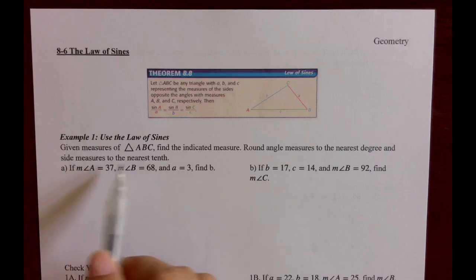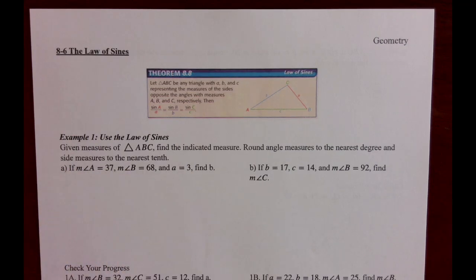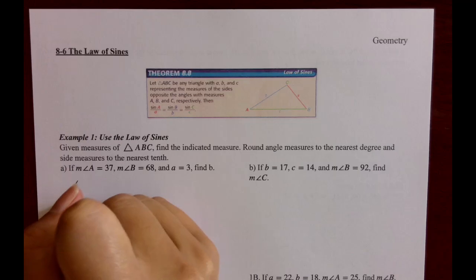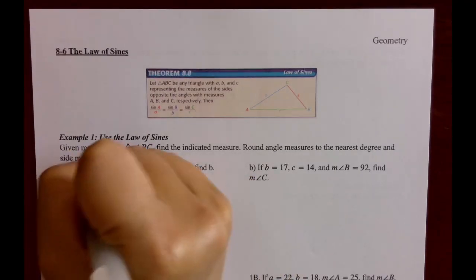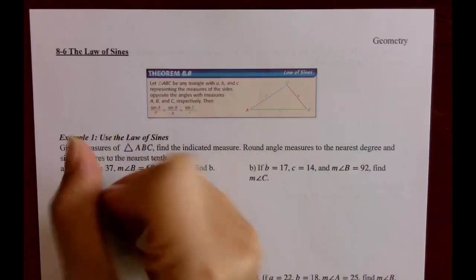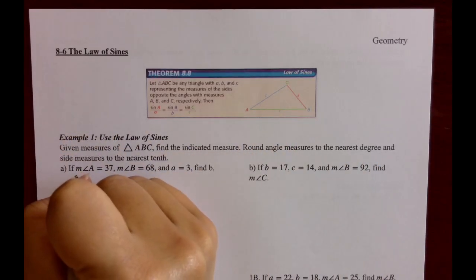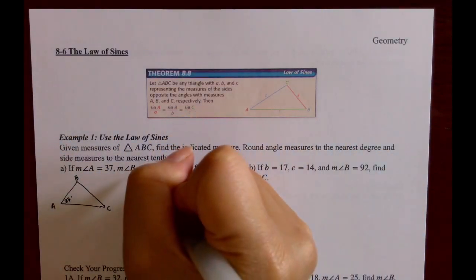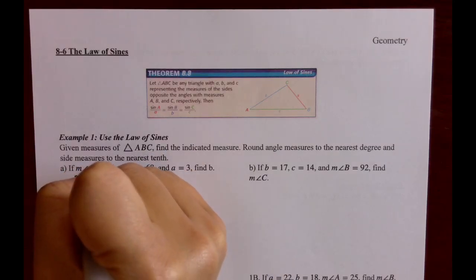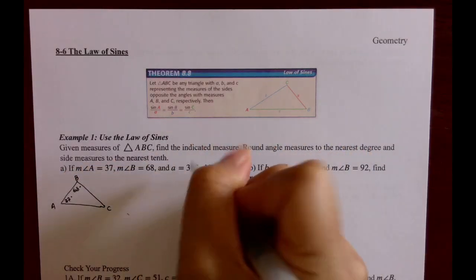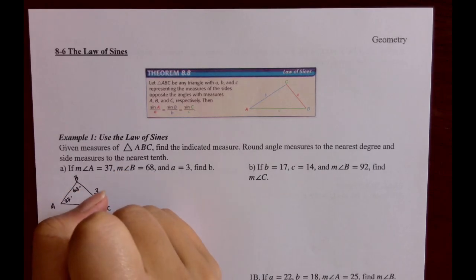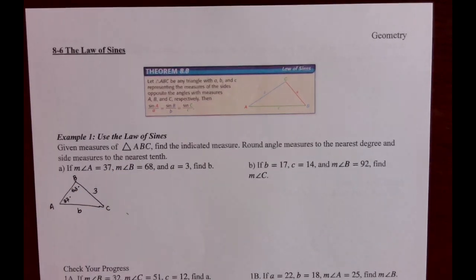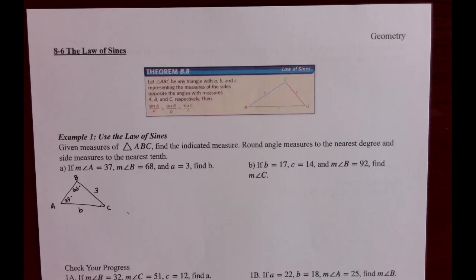Okay, so here we have triangle ABC. However you want, not to scale, you can just draw a triangle. Angle A is 37 degrees, angle B is 68 degrees, and side a is 3 units long, and we want to find out what b is.